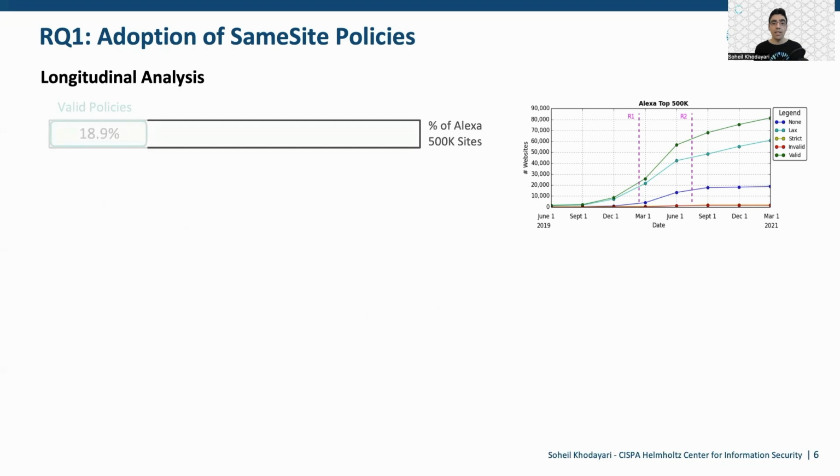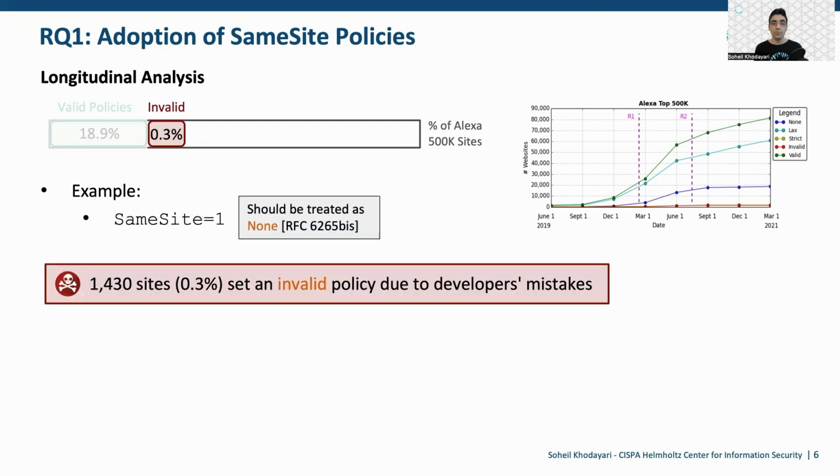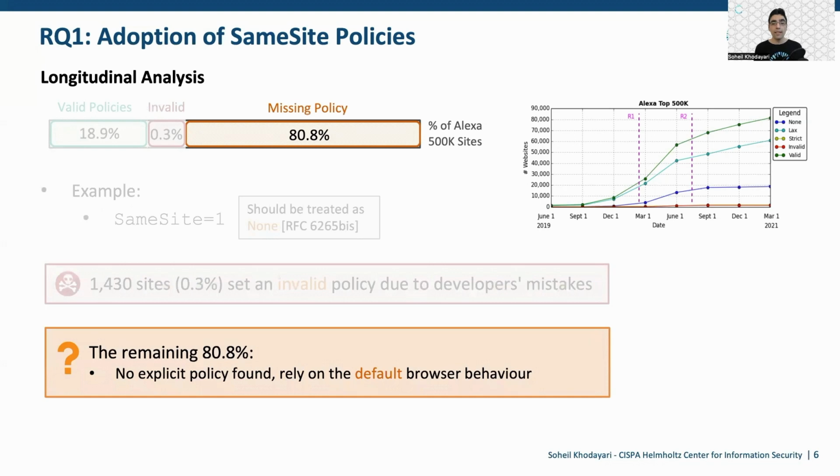Then a small yet non-negligible fraction of sites set an invalid policy, such as same-site equal 1, which is a string that does not match any of the 3 known policies. Invalid policies should be treated as the none policy by web browsers according to the RFC 6265bis specification. As such, when developers make mistakes and use non-existing policies, this inadvertently could result in deploying a different policy than the intended one. Finally, for the remaining 80% of sites, our crawling did not observe an explicit policy, meaning that they may rely on the default browser behavior, for which we now have the new lax by default.